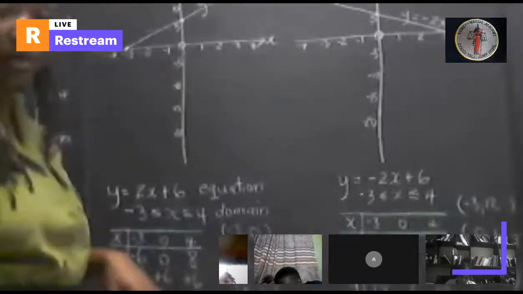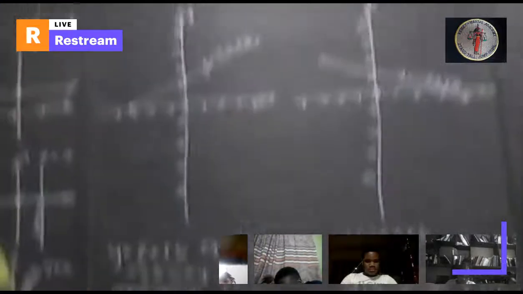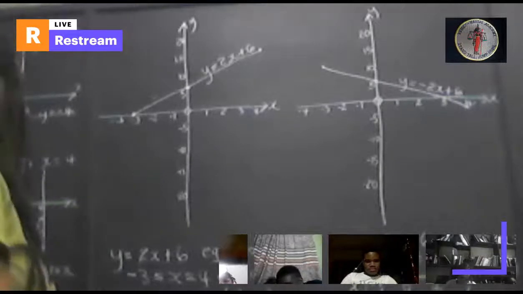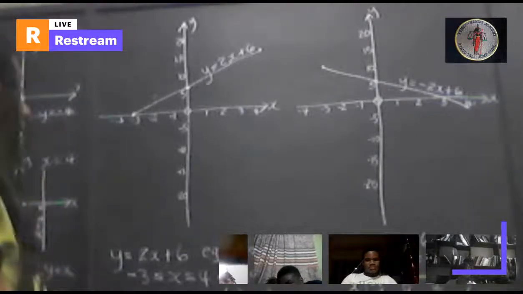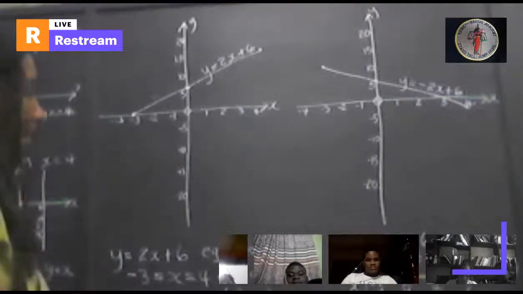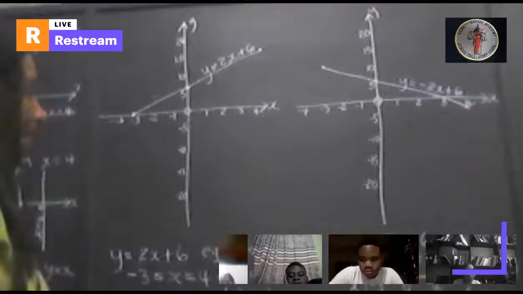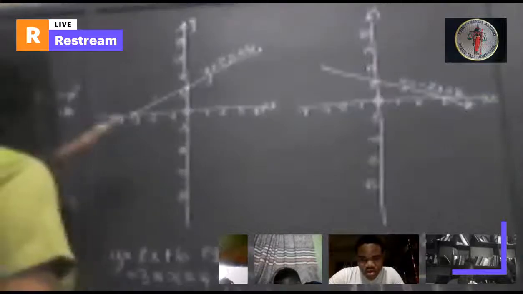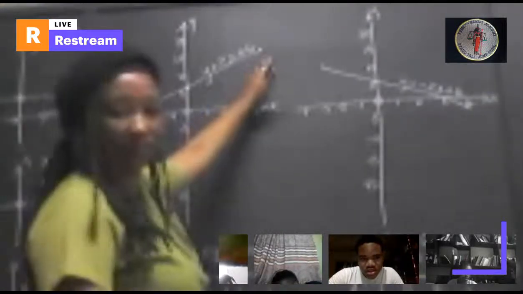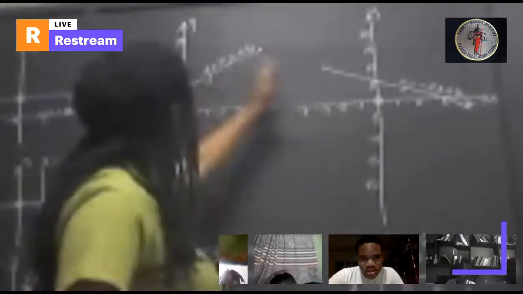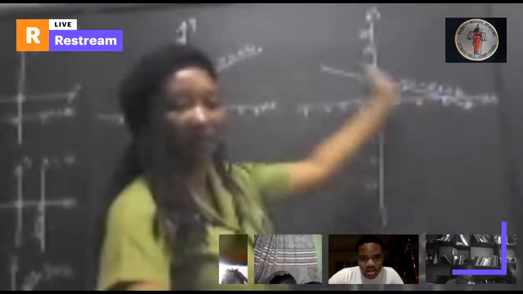All right, so what do you notice about the graphs? Miss, it's oriented a different way. Opposite. Yes, miss, it's opposite. It's in the opposite direction. Right, so this one is oriented to the right, and this one is oriented to the left.